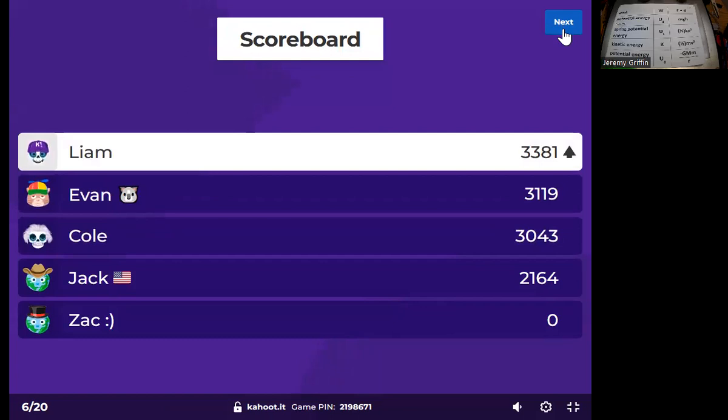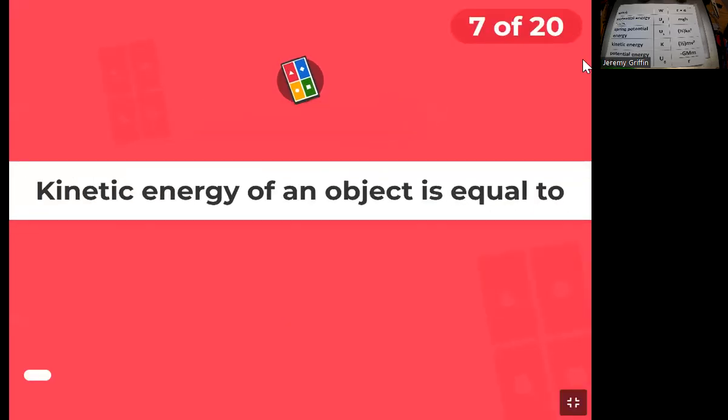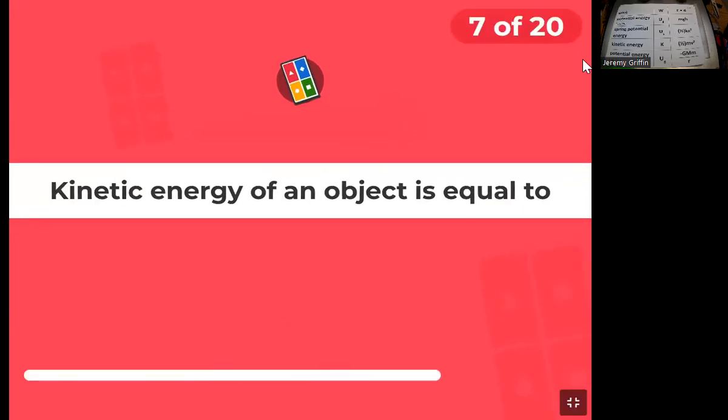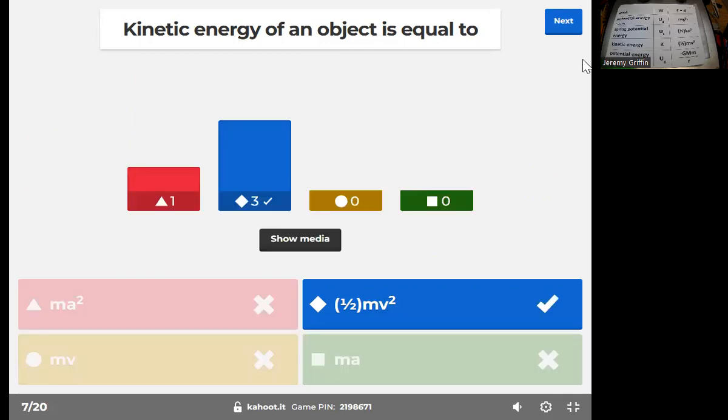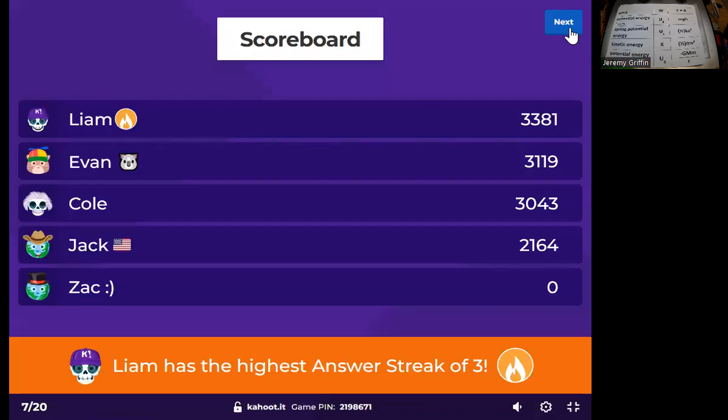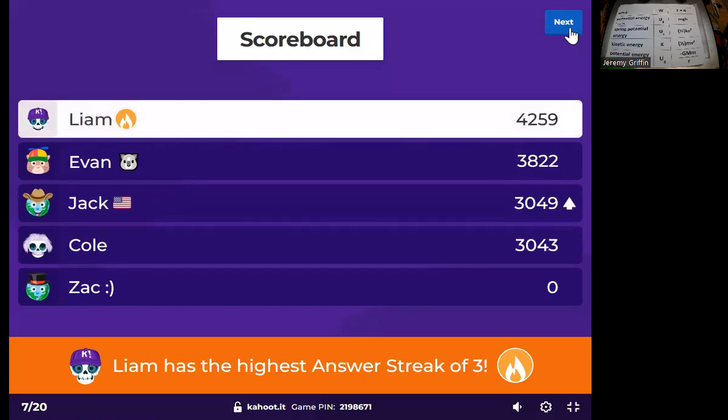Liam, taking the top spot. Kinetic energy is equal to what? Yeah, there you go, 1/2 mv squared. So that's straight off that page. We've applied that a bunch of times. So 1/2 mv squared, kinetic energy. m is mass, v is the speed. Liam's on fire.